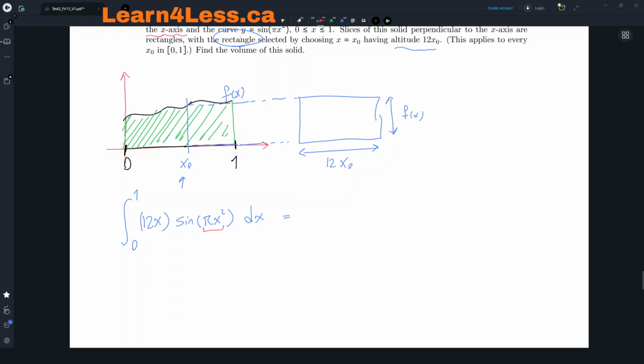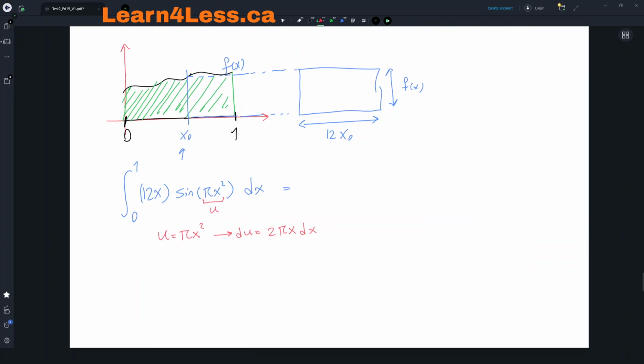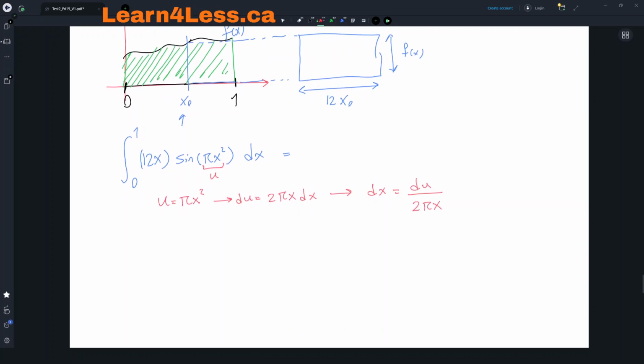So if I just use this part as u, let me just write that here, u is equal to pi x squared, du would be 2 pi x dx, and from here I can isolate dx, which is du over 2 pi x. Now I can rewrite this integral. Because I'm changing the variable into du, I don't put the bounds here anymore. Or if I want to write the bounds again, I need to update the bounds. So I can leave it blank for now.